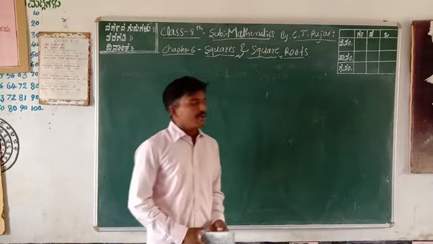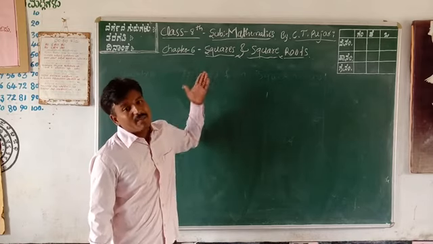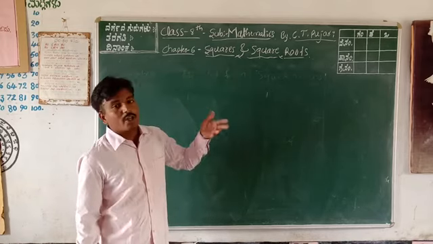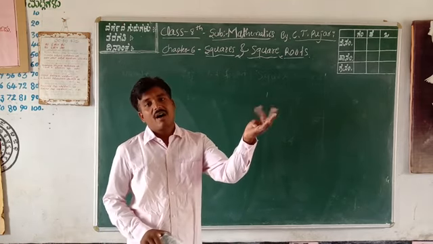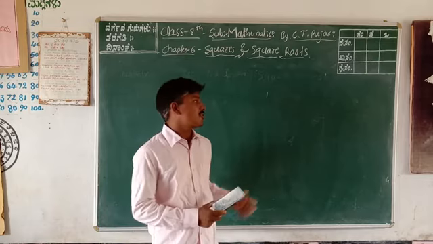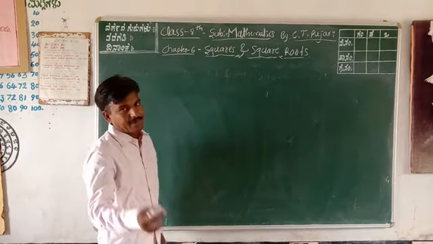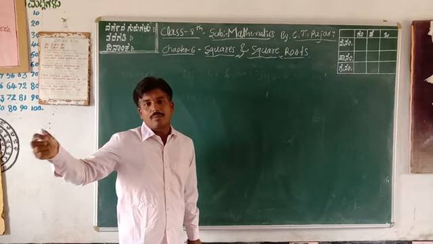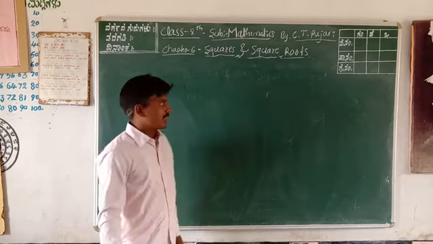Dear students, today in your 8th standard, you learn only about square numbers. In your previous classes you learned about types of numbers, for example even numbers, odd numbers, prime numbers, composite numbers, and also natural numbers, whole numbers, integers, rational and irrational numbers.